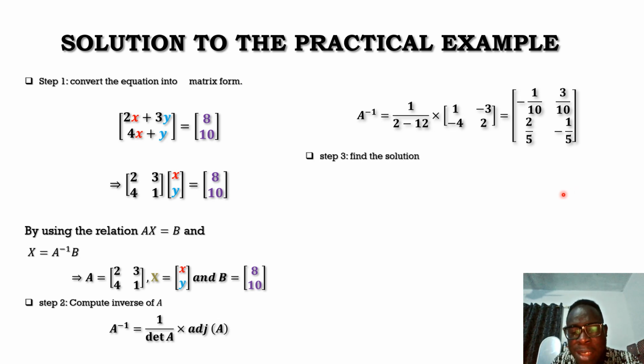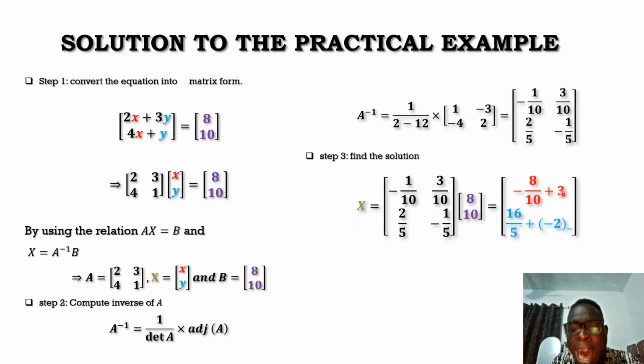And the final step is to find the solution. How do we get the solution? The solution will be the inverse matrix times matrix B. So the inverse matrix times the matrix B, which is 8, 10. When we do that, we have to remember how to multiply matrix by matrix. So negative 1 over 10 times 8, plus 3 over 10 times 10.